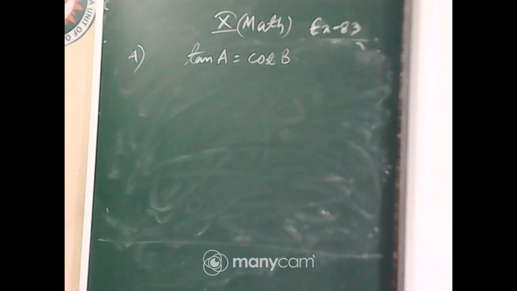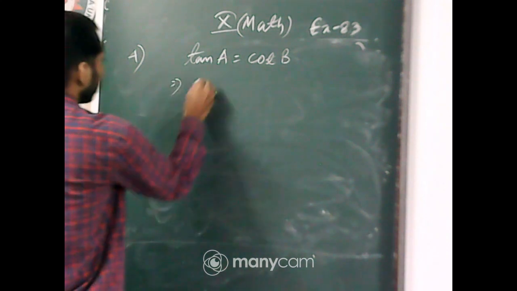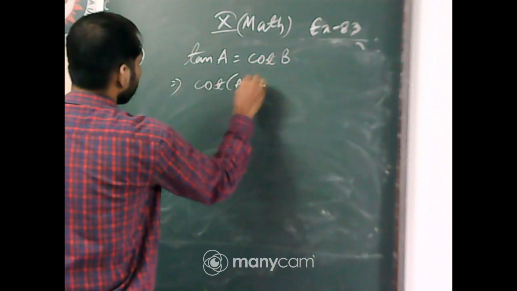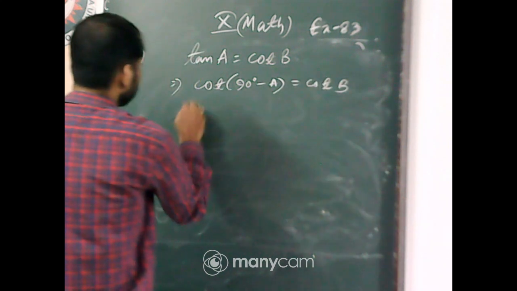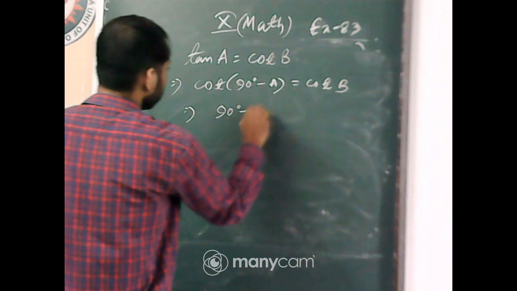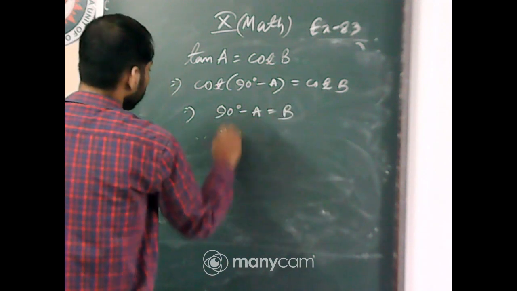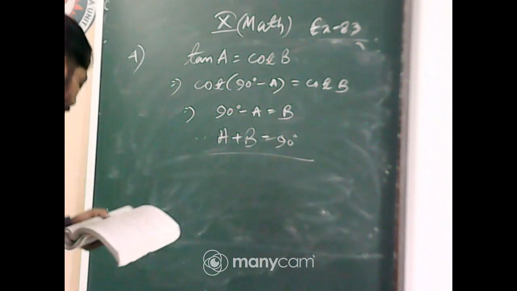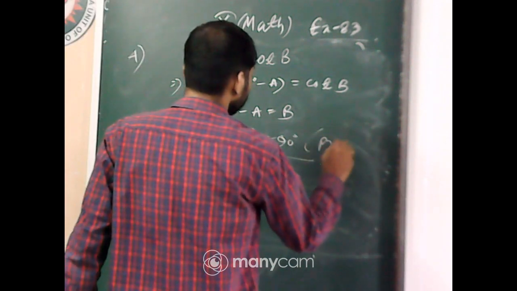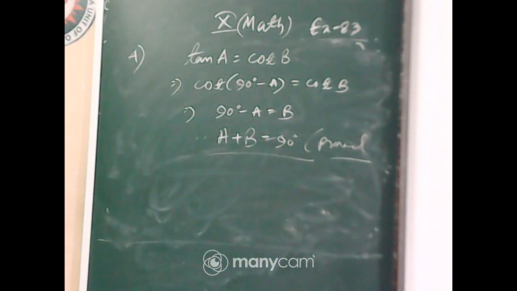Okay. Very simple one. That means instead of tan A, we may write here cot of 90 degree minus A equals cot B. That means 90 degree minus A equals B, and that means A plus B equals 90 degree. Very simple one. Number 4 is proved. Do it in your copy and ask me any queries, any question regarding this discussion, regarding this chapter.